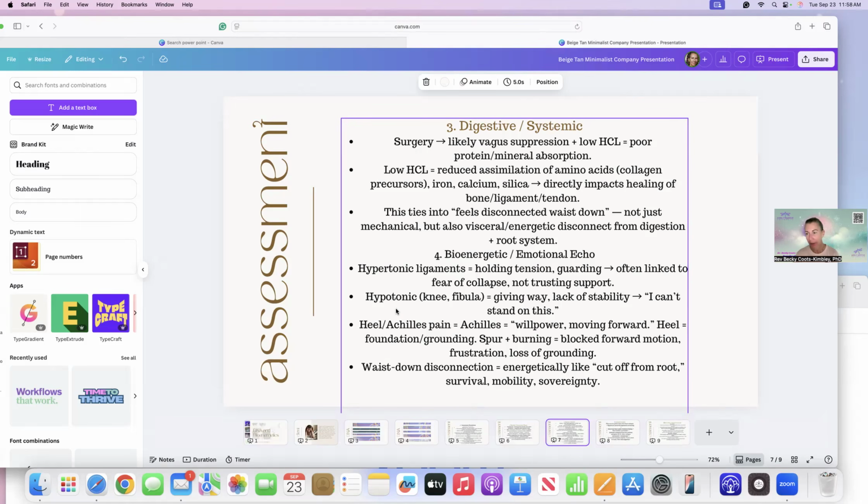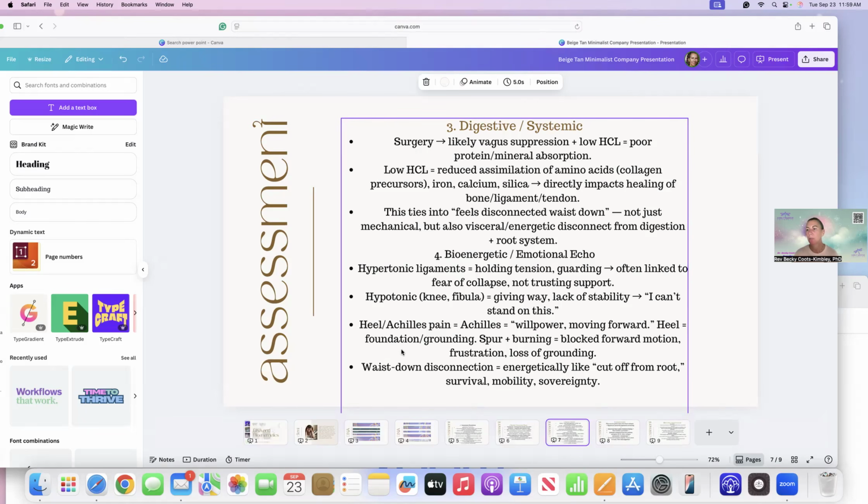The hypotonic knee and fibula is giving away or lack of stability. I can't stand on this. The heel and Achilles pain is willpower and moving forward. The heel is your foundation and grounding. The spur plus the burning equals blocked forward motion, frustration, and loss of grounding. So, in a bioenergetic lens, this is also what's happening.